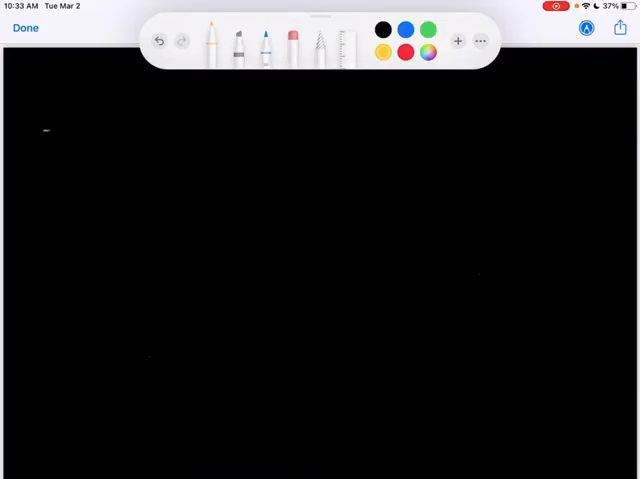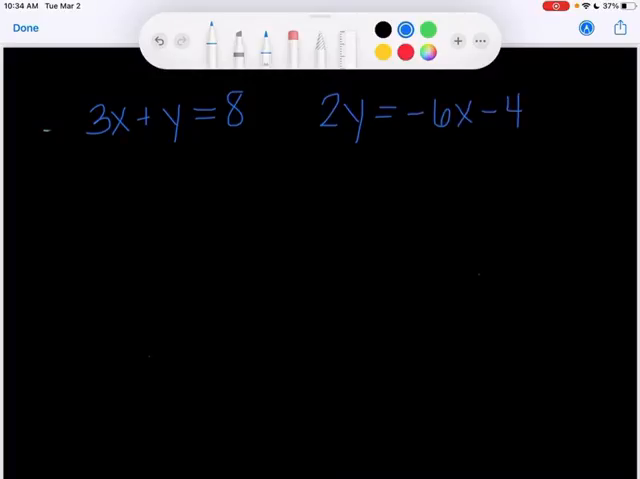All right, so let's say we have the equations 3x plus y equals 8, and 2y equals negative 6x minus 4. Well, in these, neither x nor y is by itself in either equation, but it would be easy to get x or y by itself in either one, so just pick one. I'm going to go with this one right here. I want to get y by itself. I feel like that would be the easiest by subtracting 3x from both sides. So I end up with y equals negative 3x plus 8.